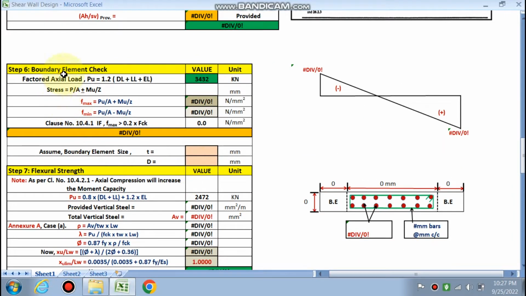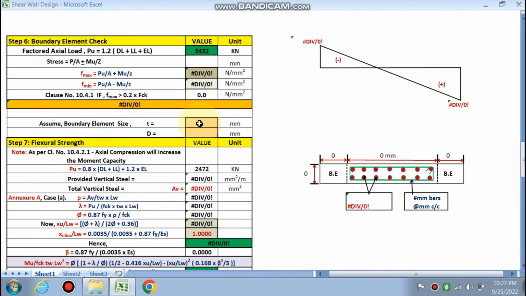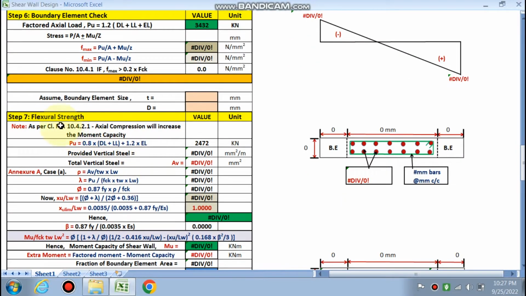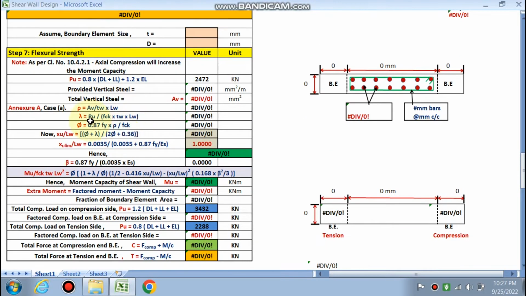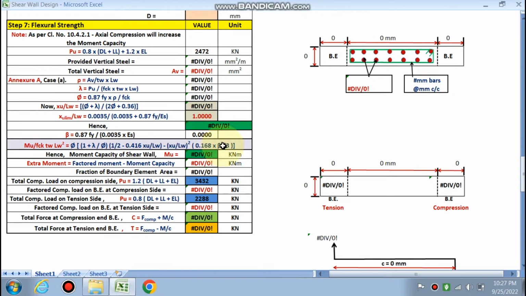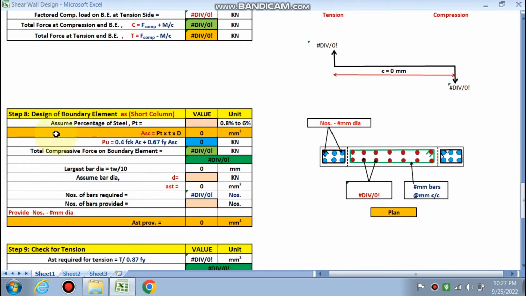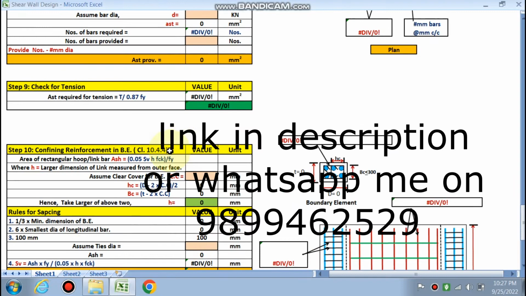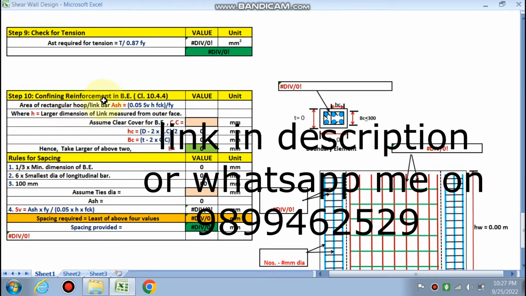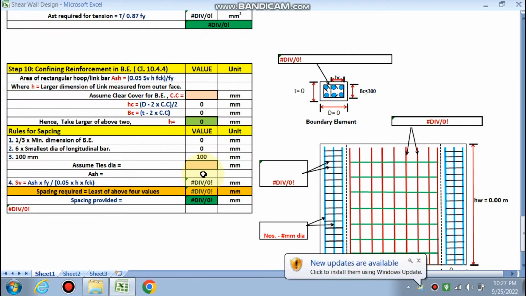Now in this part 2, the boundary element check, we first have to find whether a boundary element is required or not, and then give the sizes. We find the flexure strength, that is the moment capacity, for which the boundary element is to be designed as a short column. These are the boundary elements and this is the shear wall, right? So: design the boundary element as a short column, check for tension, and design the confining reinforcement, that is the ties, and the spacing of those ties.